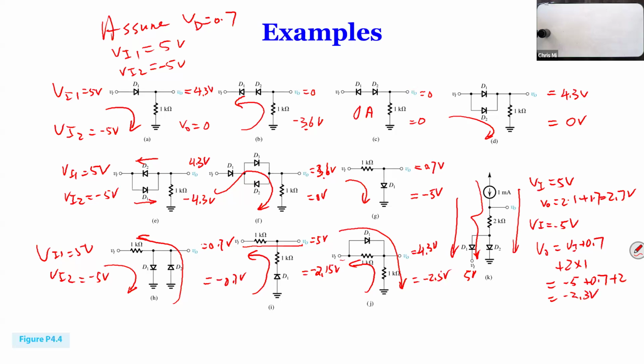Okay. So if VI is negative, apparently you see current goes through here. So there's a 0.7 drop, right? So 5 plus 0.7 gives you the voltage of 4.3. 4.3 and plus 2 volts. So it's minus 2.3. Yeah. So we got everything correct.